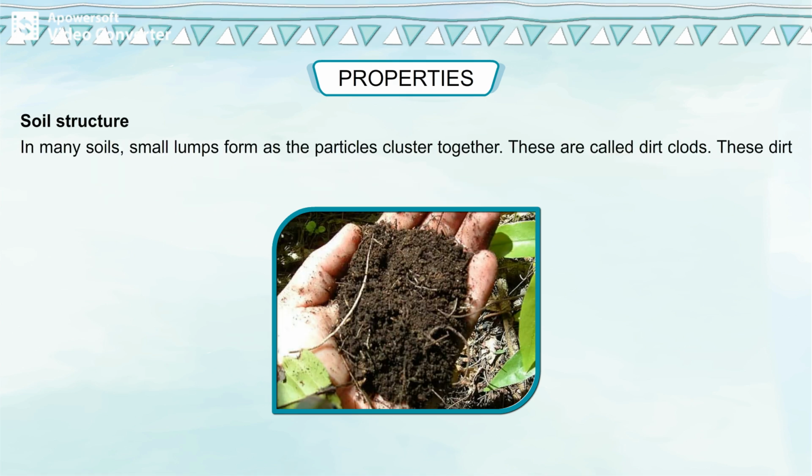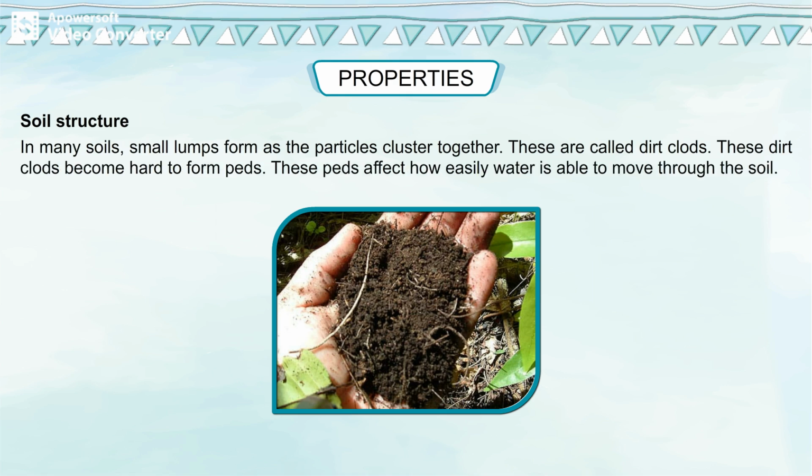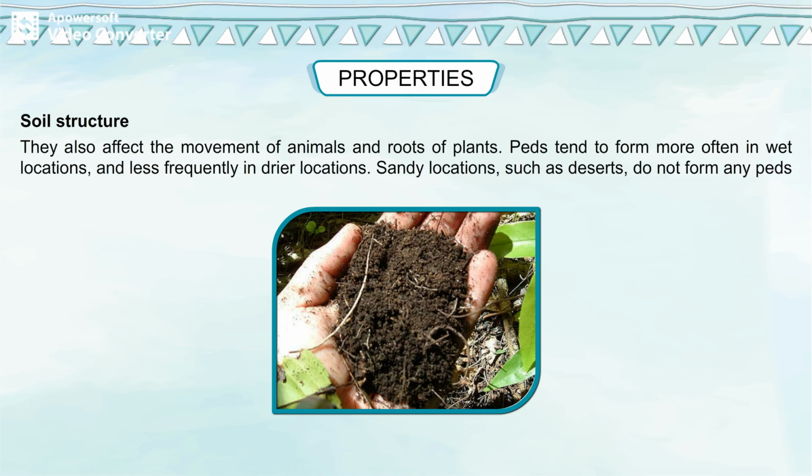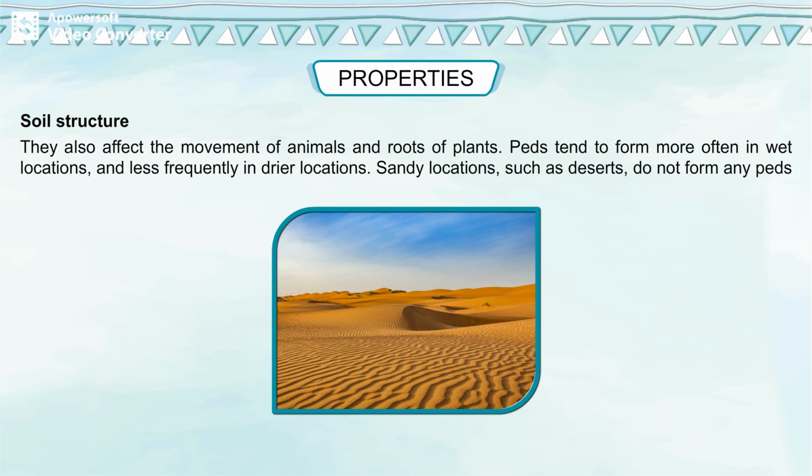Soil structure. In many soils, small lumps form as the particles cluster together. These are called dirt clods. These dirt clods become hard to form beds. These beds affect how easily water is able to move through the soil. They also affect the movement of animals and roots of plants. Beds tend to form more often in wet locations and less frequently in drier locations. Sandy locations, such as deserts, do not form any beds at all.